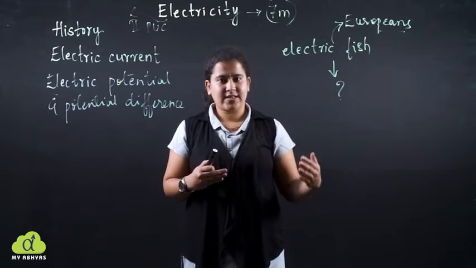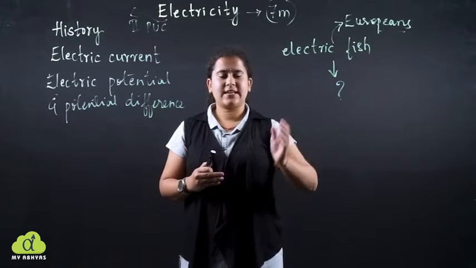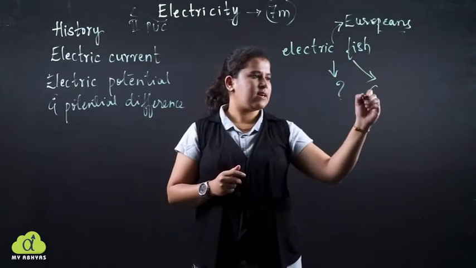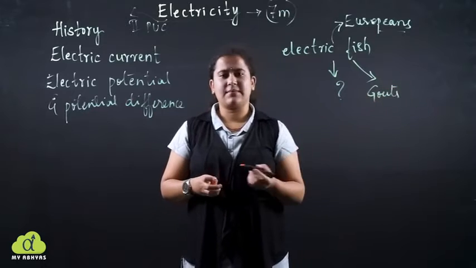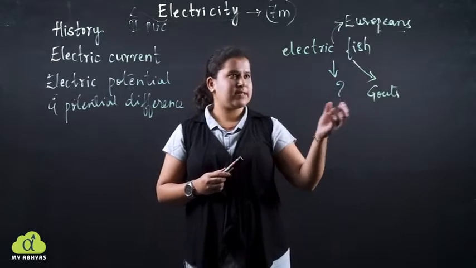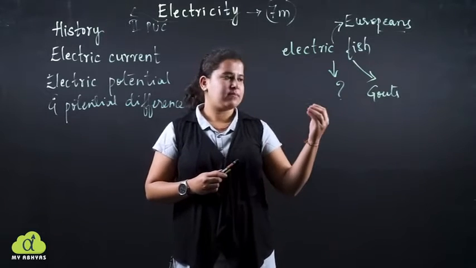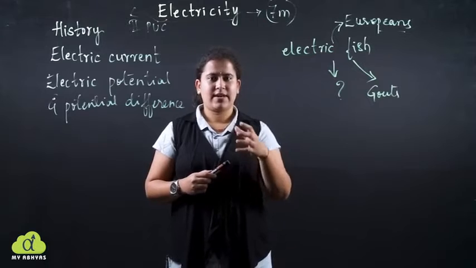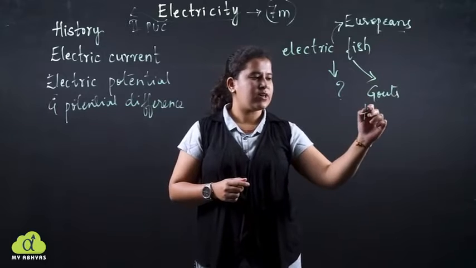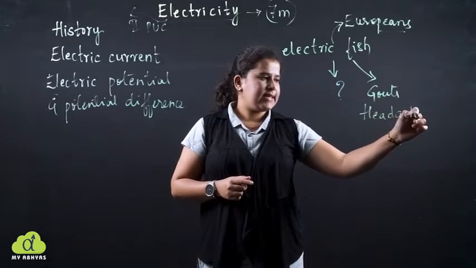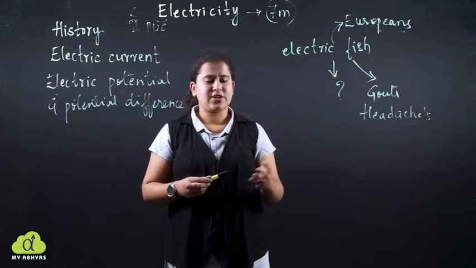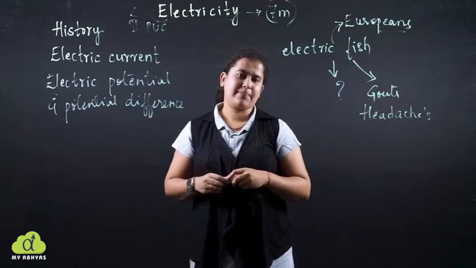And then after the advancement, they used this electric fish to treat some diseases, such as gout. Gout is nothing but a bone disorder, you can say. So they started to treat ailments like gout and also headaches, whenever they would touch this electric fish, because of the shock. Then there was a stop of what? The inventions. And then later on, what happened?